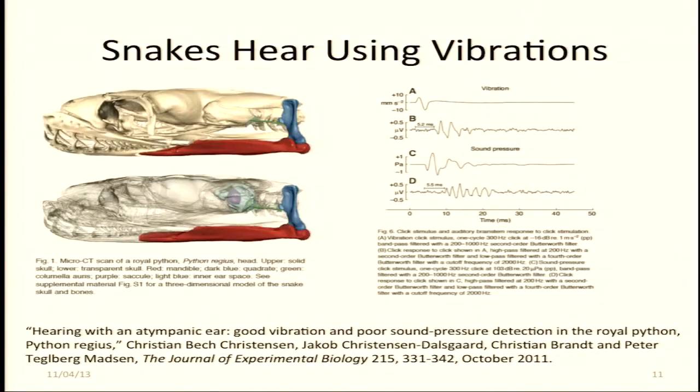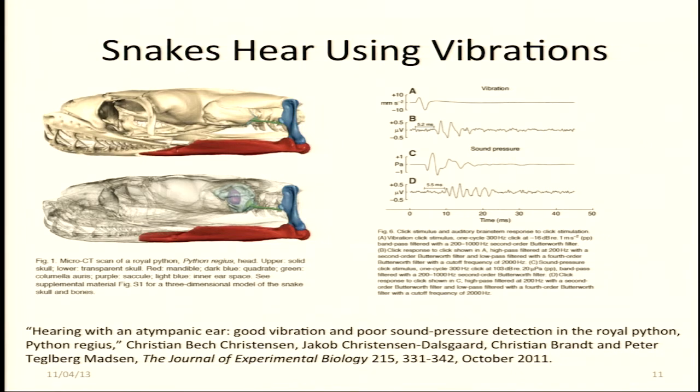So the plot that you see up on the left, A is the vibration they played to the snake. B is their neural response in microvolts. C is the sound pressure they played to the snake. And D is the neural response in microvolts. What they did is this.